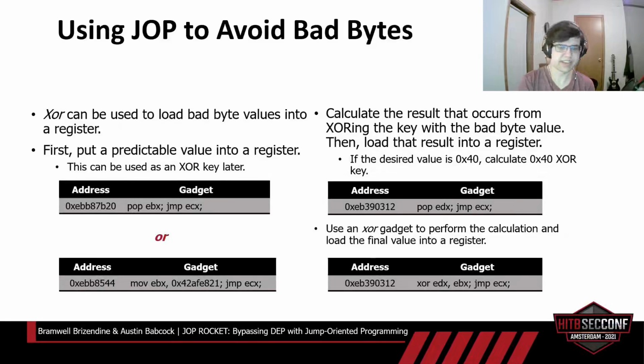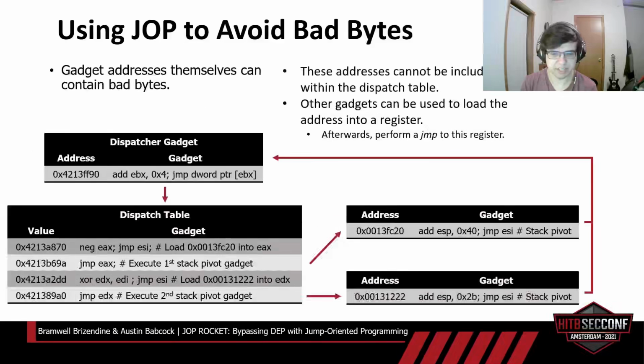One way we can do this is with an XOR gadget, although there's plenty of other ways: add, subtract, negate, but XOR is a good example. So with XOR, we start by popping an XOR key, and then we pop the corresponding value into another register. Again, that doesn't have to be a pop, it just has to get loaded into the register somehow, however you are able to do it, with the gadgets you have available. And then once we perform that XOR, we're going to load that final value into a register, and we haven't actually supplied that bad byte value in our payload at all.